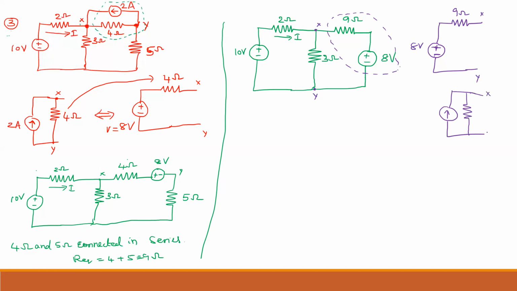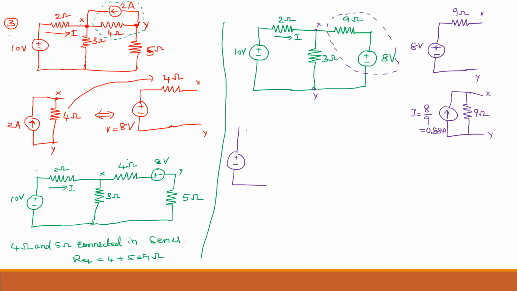The terminals I'm not changing. This is X, this is Y. So the resistance is the same, 9 ohm, and the current will become, what is the current? Current will be voltage by resistance. So V by R, that is 8 by 9. If you calculate 8 by 9, you will get 0.88 amperes. 0.8889 is there. You can put 0.89 or 0.88 amperes. It's fine.